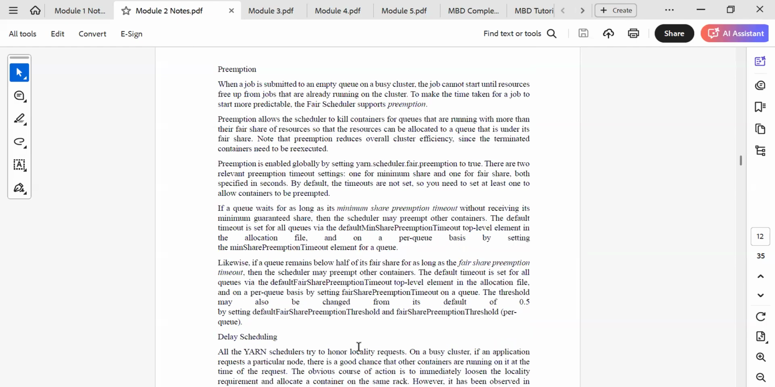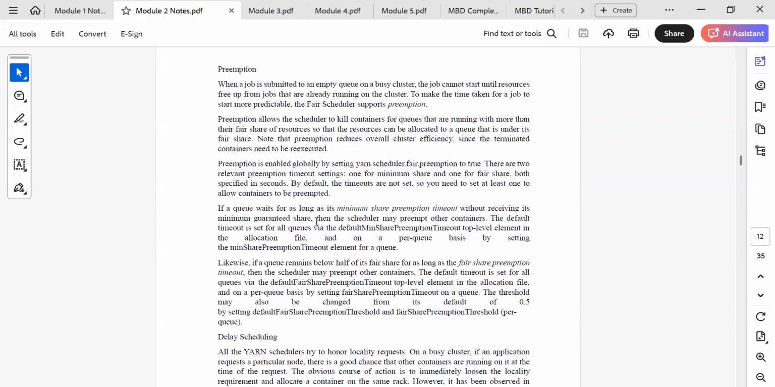Preemption. The other topic is preemption, right? So we should learn about that. What is the purpose of preemption? I think you may know the purpose of preemption in operating systems, but let me explain this topic again. When a job is submitted to an empty queue on a busy cluster, the job cannot start until resources free up from the jobs that are already running on the cluster.